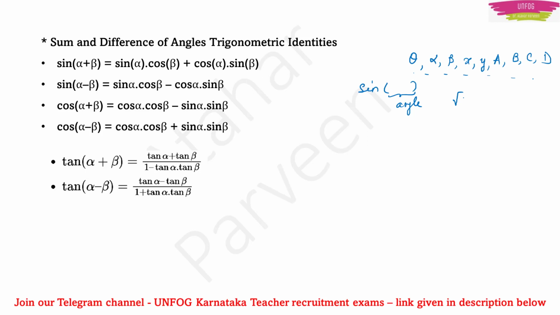Now the first identity: sin(alpha plus beta) is equal to sin alpha cos beta plus cos alpha sin beta. Like that only you have alpha minus beta. Similarly you have cos alpha plus beta, cos alpha minus beta, then tan alpha plus beta and tan alpha minus beta. These are all derived identities only, but they are very, very important identities, so you need to remember all of these.